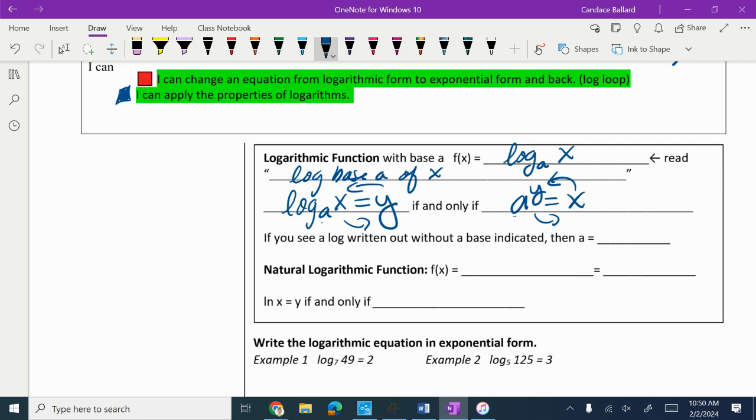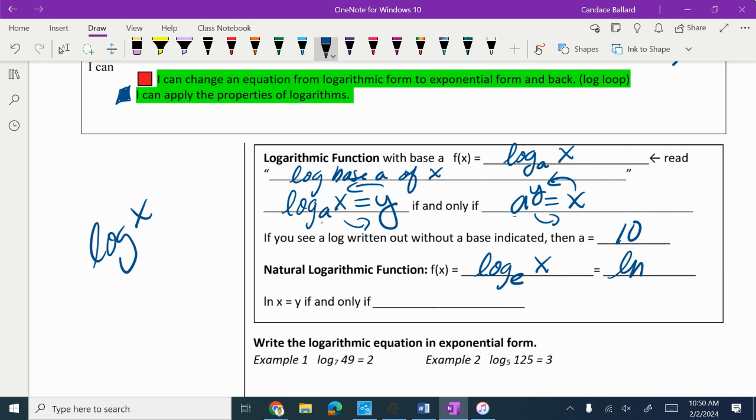Okay. All right. If you see a log written out without a base, then a equals 10. So if you just see log x, we assume the base is 10. We work in a base 10 world. There's another log function called the natural log. It's a function where the base is e. But this function is so special that it actually has its own name.